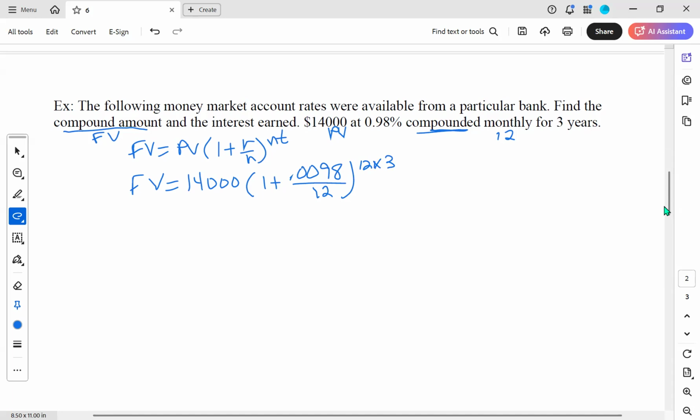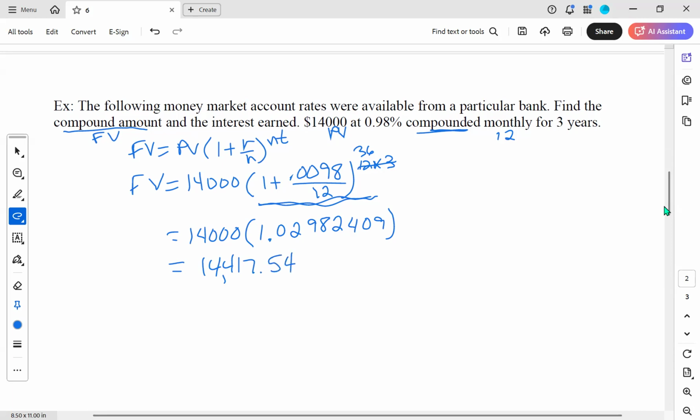Now, when you're doing compound, first thing I would do is get that exponent taken care of. Your check figure, like I told you before, is going to be the parentheses with the exponent. So it's all of this information. So that's going to give us 14,000 times 1.029824. Okay, so show me your check figure. All right. And so when we take our 14,000 times our check figure, then we're going to end up with $14,417.54. I need to see the check figure just so that you don't accidentally make a mistake.